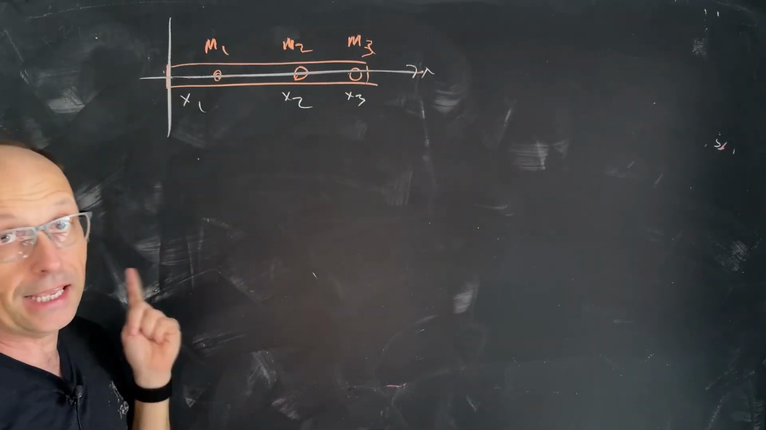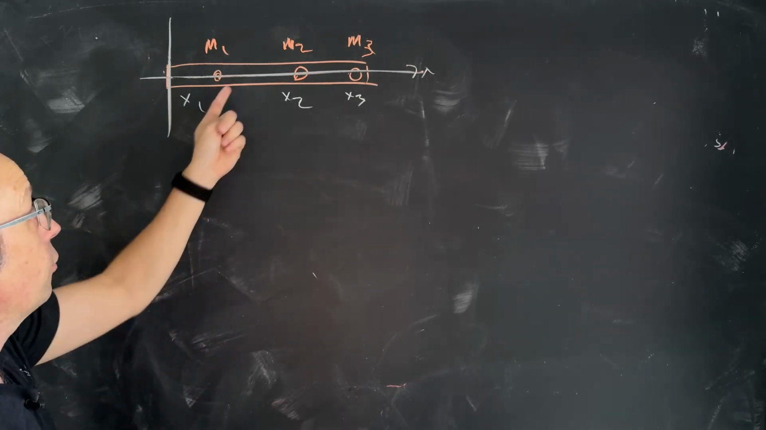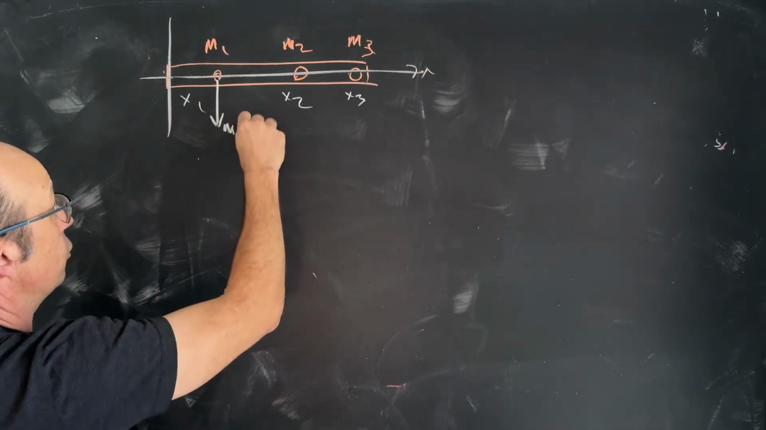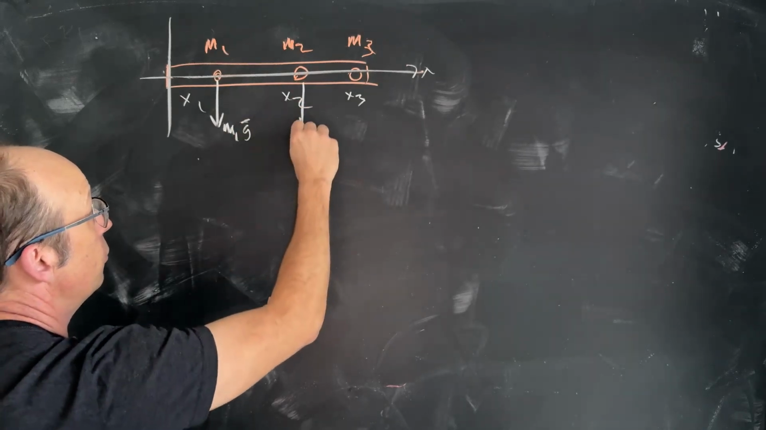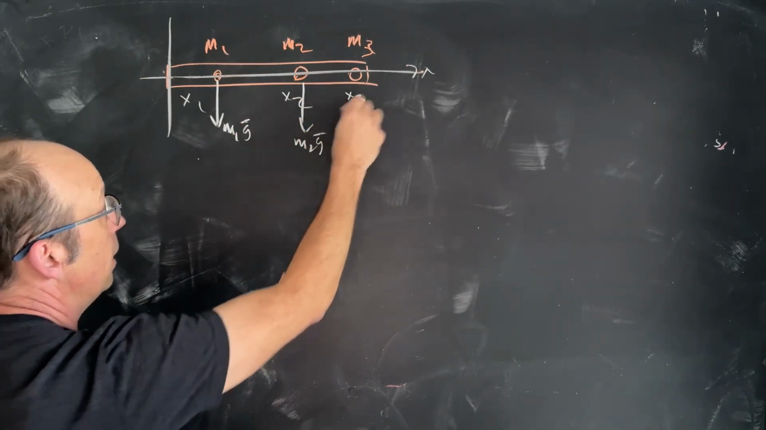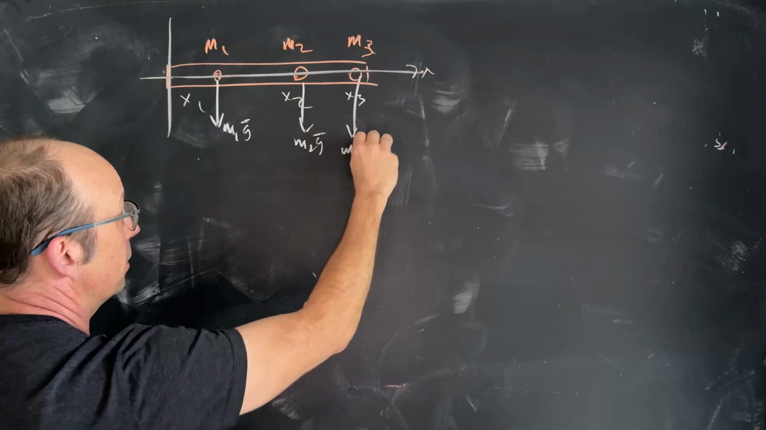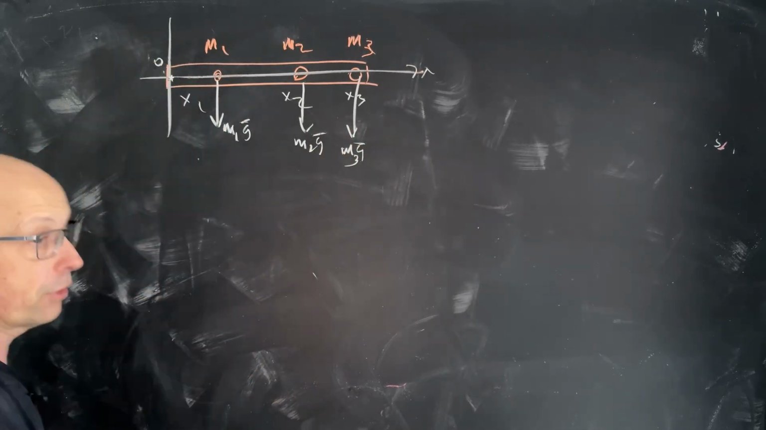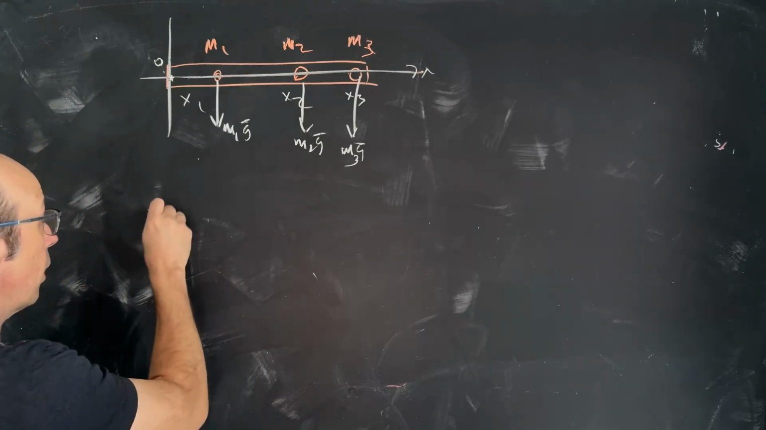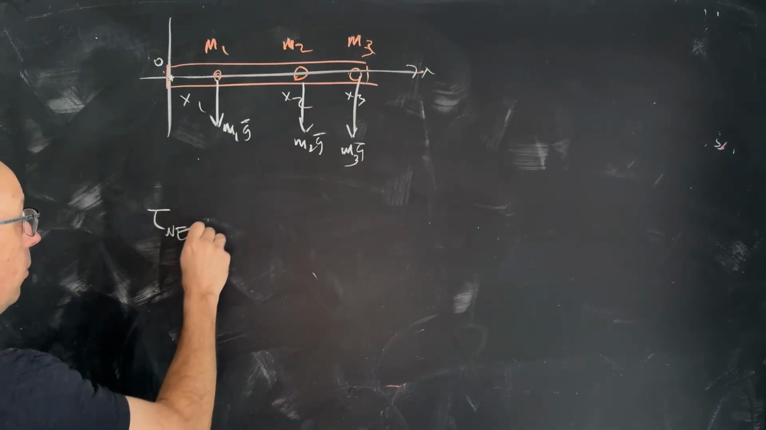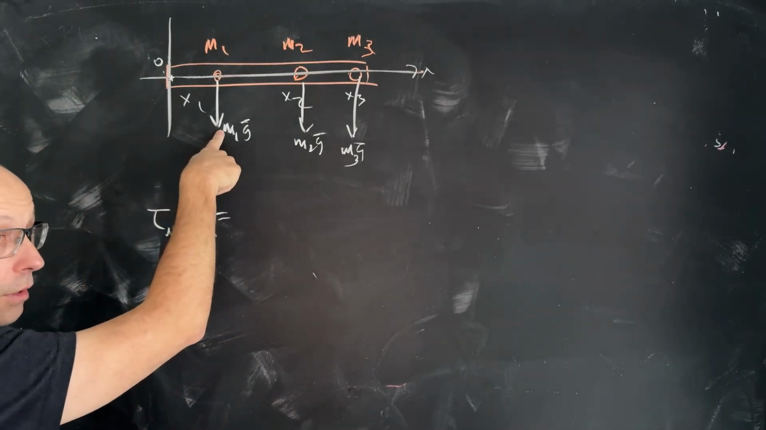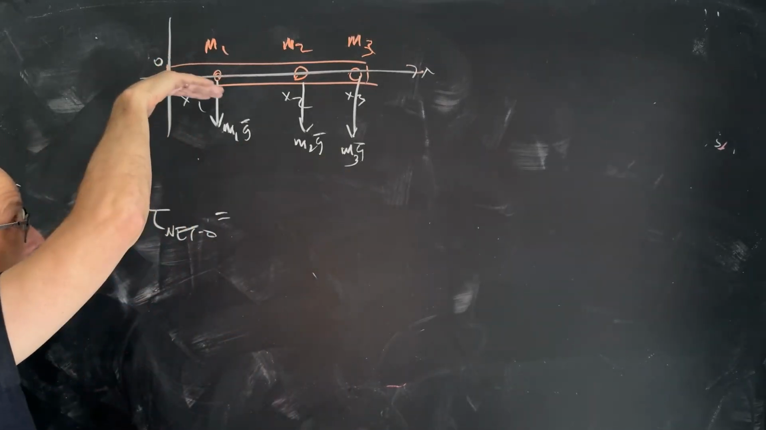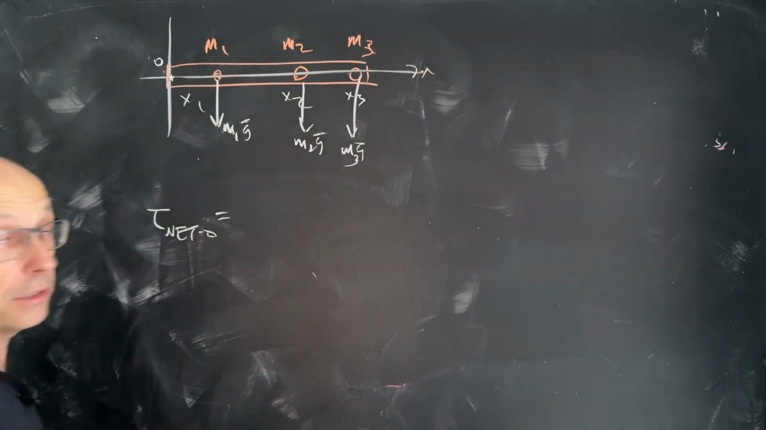Let's go ahead and calculate the torque due to the gravitational force on each one of these masses. So here I have m1g, here I have m2g, and here I have m3g. And let's call this the point O at the origin just to make things easy. So the net torque about point O is going to be equal to this torque. Is that a positive or negative torque? Well, it would make it rotate counterclockwise, so it's going to be negative.